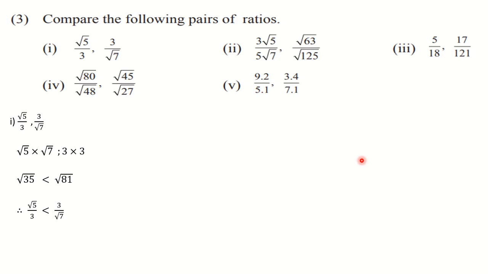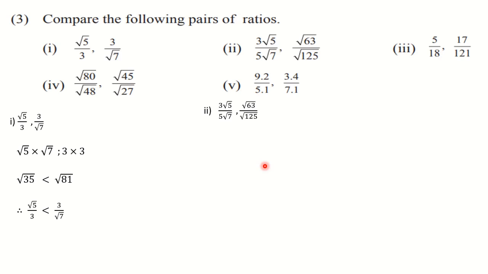Now let us move towards the second question. The second question is 3 root 5 divided by 5 root 7, and the second ratio is root 63 divided by root 125. What you can observe here is that the first ratio is in the form of simplest surds, but the second is not. So let us see whether we can convert it to the simplest form. You have to see whether any perfect square exists as a factor. 63 we can write as 9 into 7, where 9 is a perfect square, and 125 we can write as 25 into 5, where 25 is a perfect square.